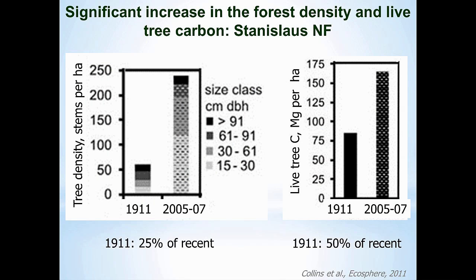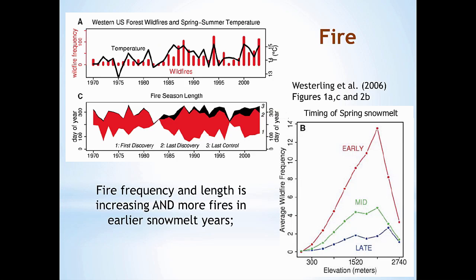And there is another data set that shows that the forests are no longer the same as what they used to be. What you're seeing in these graphics is the tree density in 1911 versus in 2005 and 2007. So nearly 5 times more trees, and you have more live tree carbon in the forest. Basically what it means is you have more fuel, more biomass in the forest. We also see that whether you have the snowpack or you don't have the snowpack is directly connected to the fire severity and the frequency.